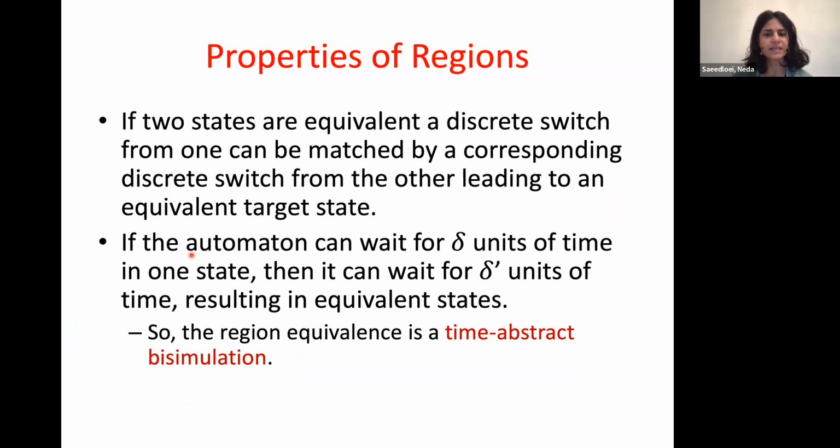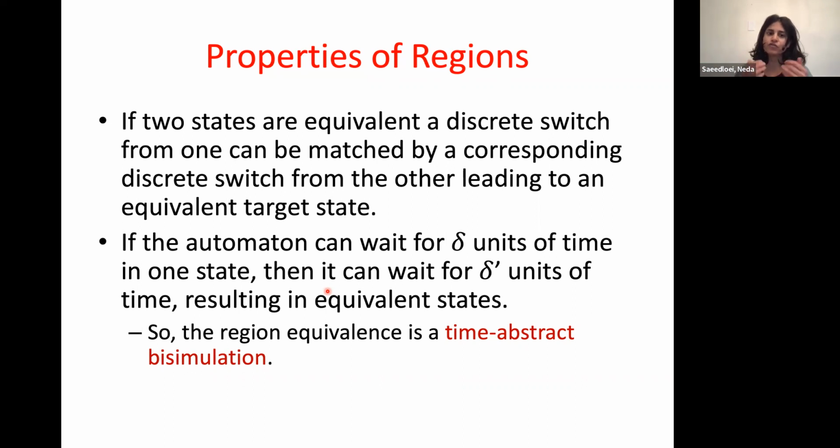I think this is what I said previously, but the important thing is that now we are going to establish time abstract bisimulation. If two states are equivalent, then a discrete switch from one can be matched by a corresponding discrete switch from the other, leading to an equivalent target state. So what are these discrete switches? These are the actions. Remember earlier we said there are two kinds of actions: either we have discrete switch actions or we have time actions.